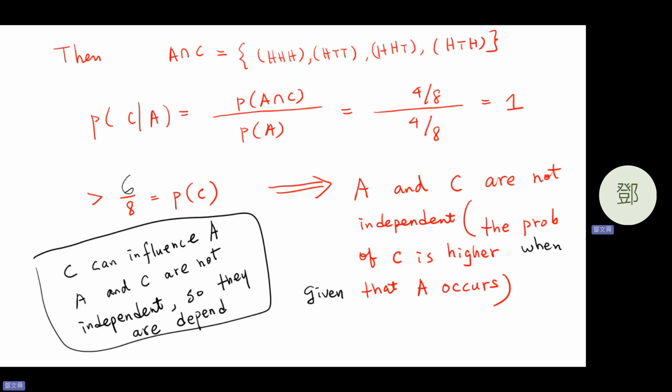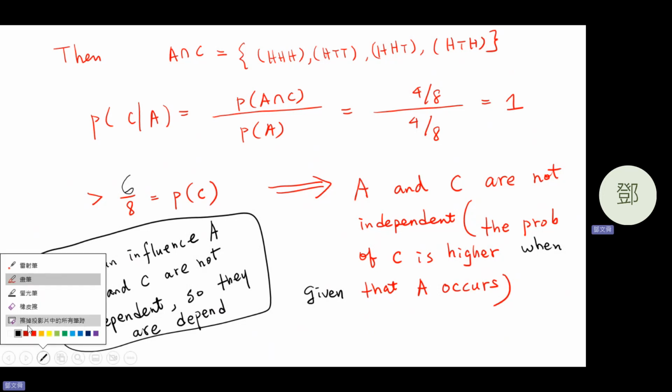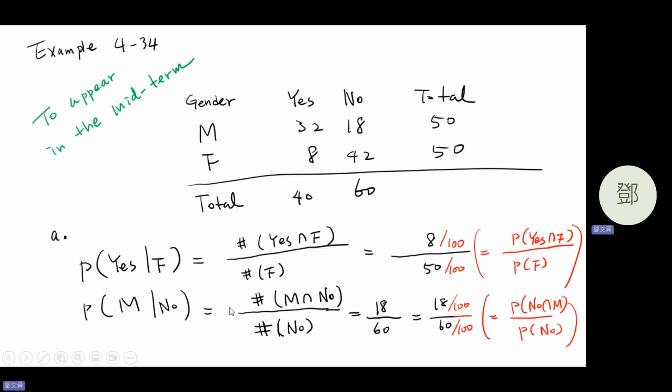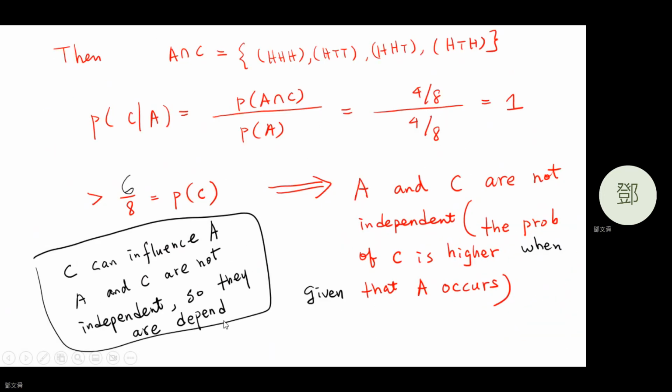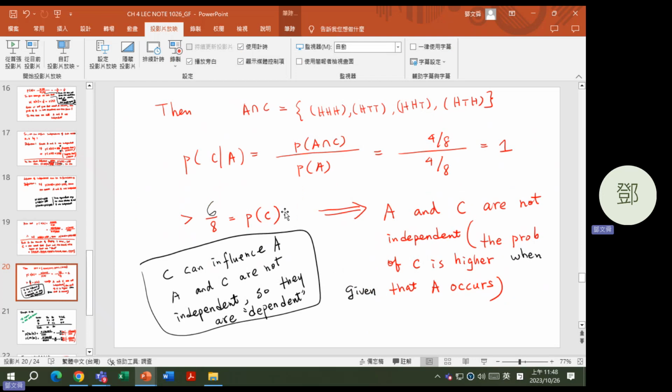You can call them not independent. You can call them dependent. Okay? Understand?